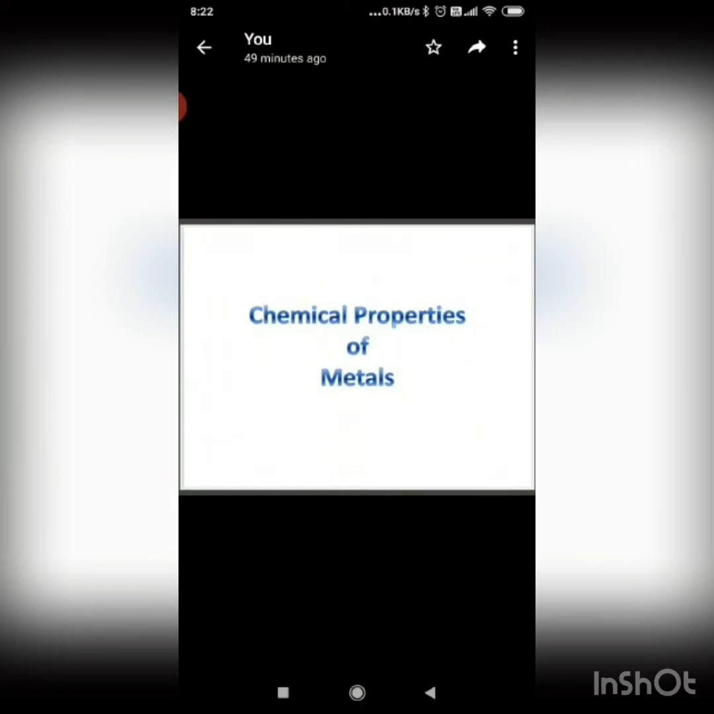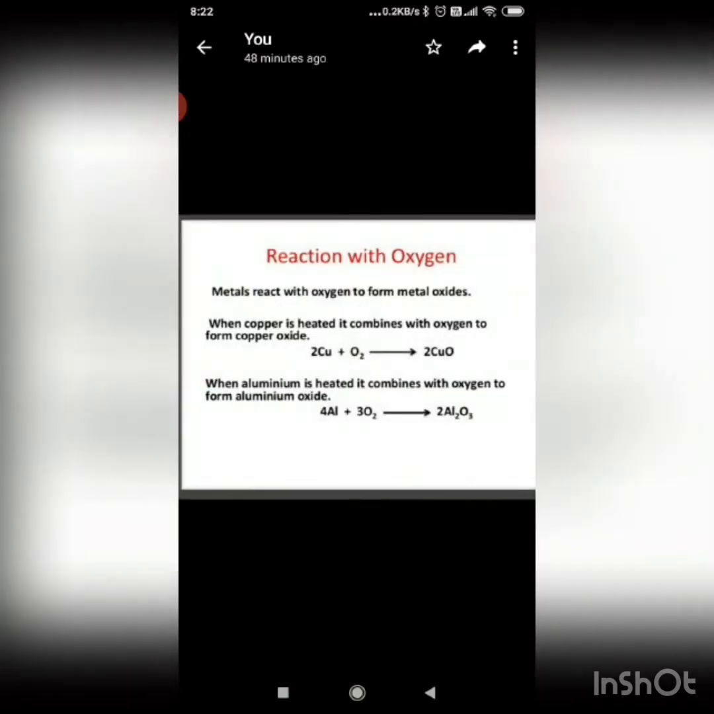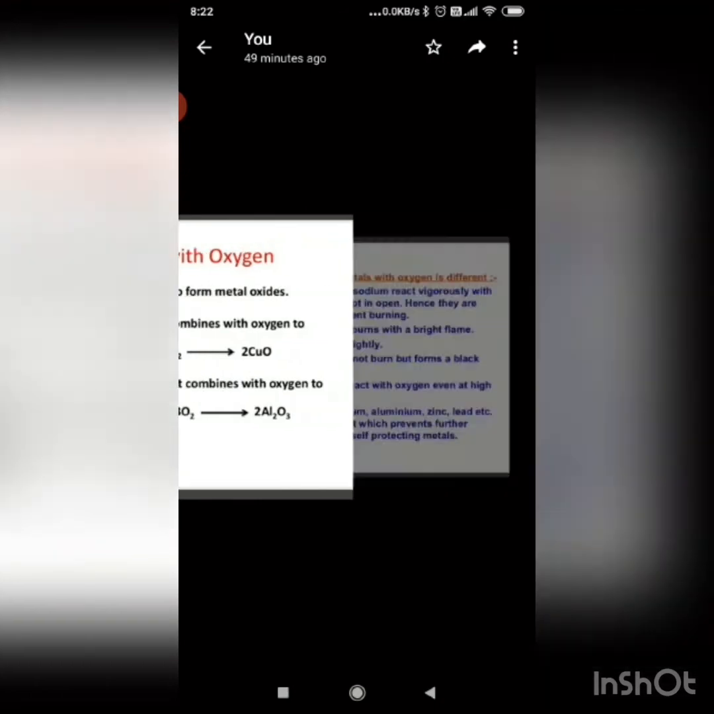That means how they react with different things. First of all, we are going to discuss how metals react with oxygen. Metals react with oxygen to form metallic oxide. So how is it formed? When copper is heated, it combines with oxygen to form copper oxide. See the reaction? And when aluminum is heated, it combines with oxygen to form aluminum oxide.